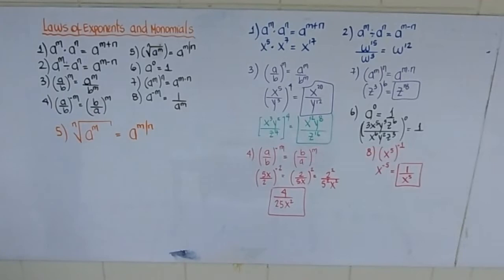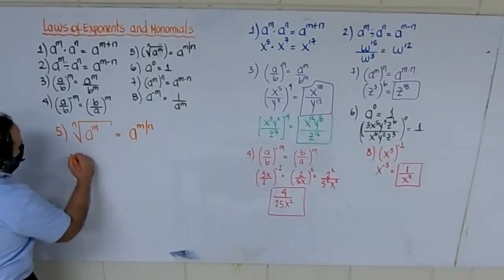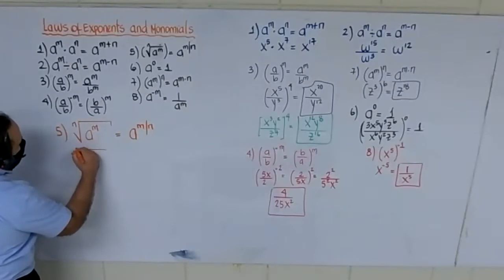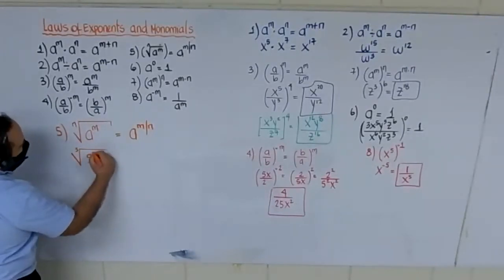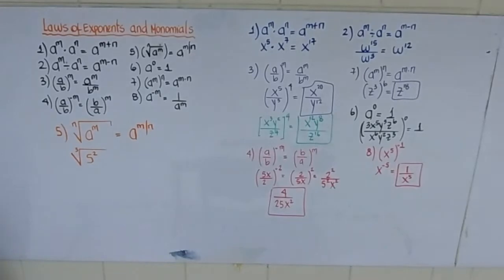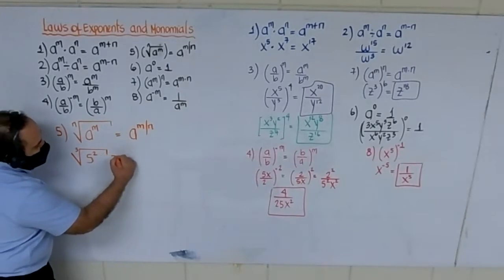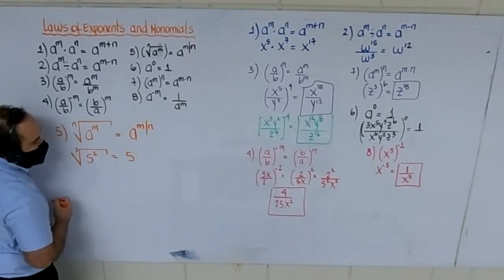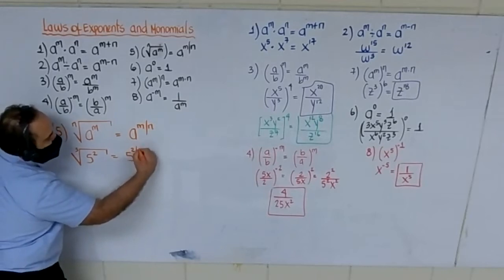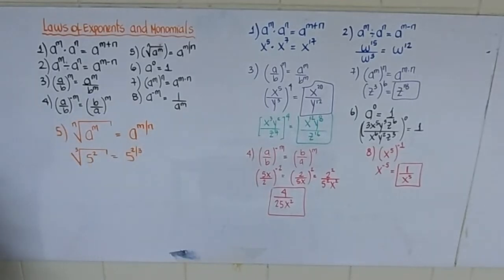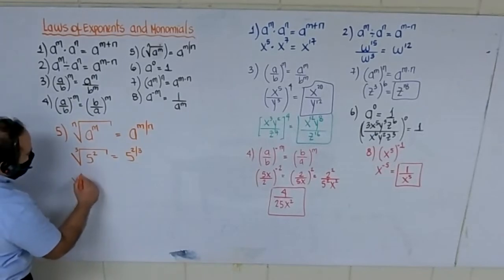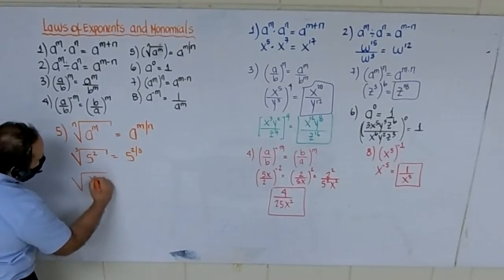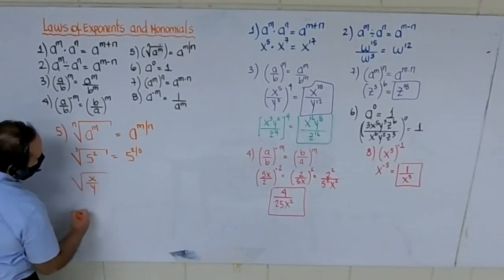For example, if I have the cubic root of 5 to the 2 power. I'm not asking you to solve this cubic root. I'm just asking you to write this expression in exponential form. What does that mean? I'm going to copy the number 5, and according to this problem it will be 2 divided by 3. Another example, if I have the square root of x over y.